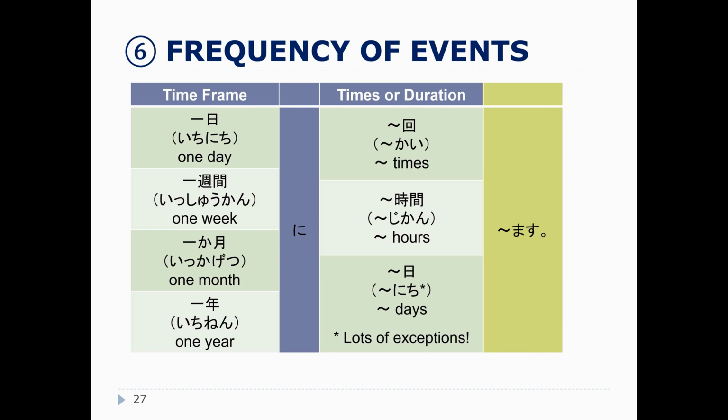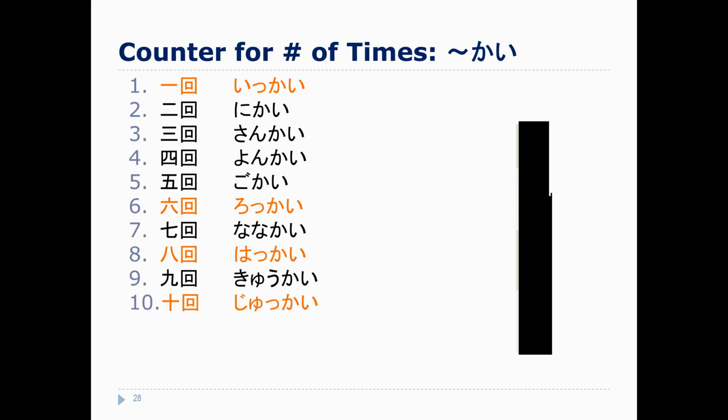Now let's talk about those counters. We are going to focus on 4 different time frames. 1日 for 1 day, 1週間 for 1 week, 1ヶ月 for 1 month, and 1年間 for 1 year. We also have 3 different ways we will show duration or number of times. Kai for times, 時間 for hours, which you already know from 1010, and nichi for days, with, of course, a bunch of exceptions. So let's go over these counters.